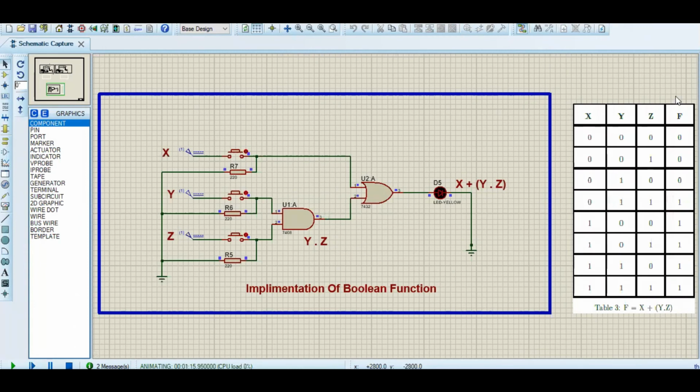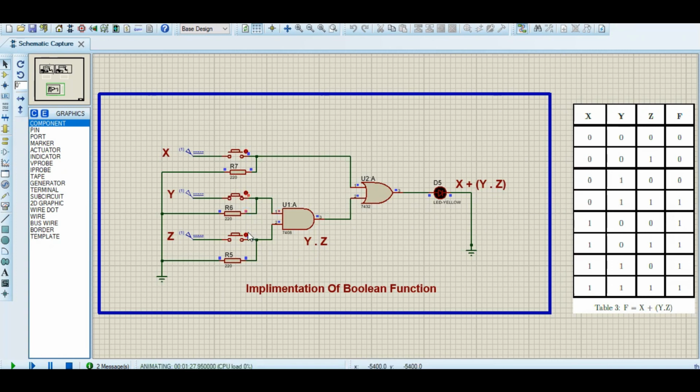So here I have this truth table for this circuit. There are three inputs in the circuit, and we will see, as you can see the simulation is running, and when the inputs are 0, the output is 0. So here I close the z gate, still the output is 0, as you can see from the table. And if I open this one and close the y, still the output is 0.